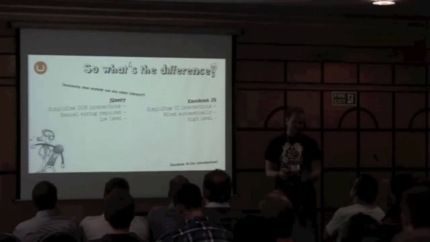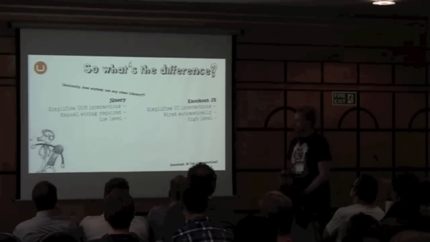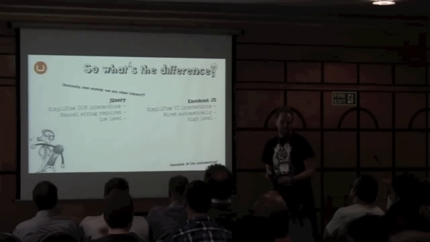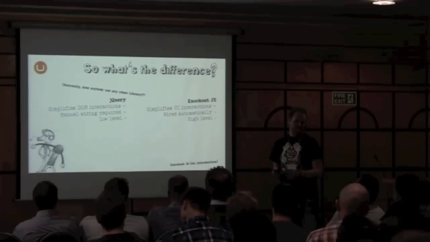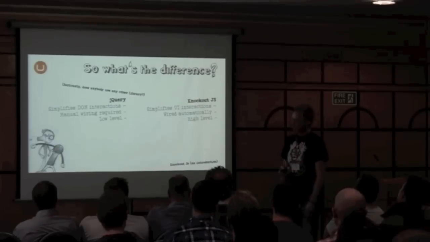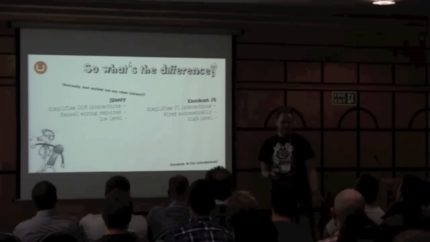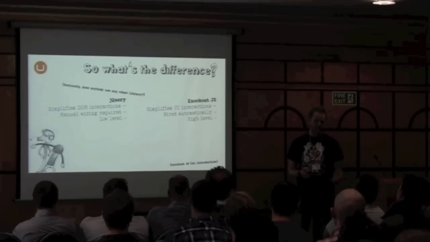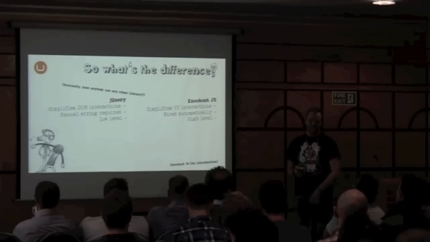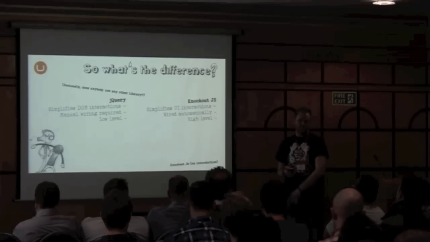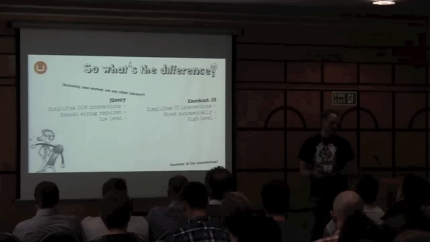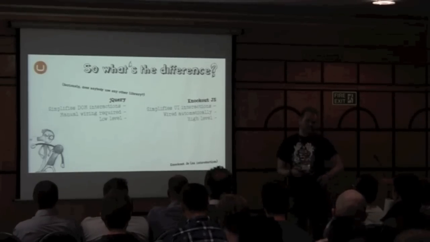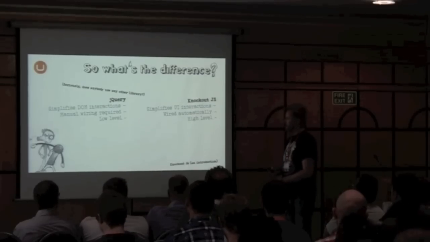So what's the difference? Well, jQuery simplifies DOM interactions, so it makes it really easy to get hold of the DOM and do things at that low level. It takes manual wiring, so for anything that happens you need to tell jQuery that you want to register for an event or you want to be notified of anything. But essentially it's all very low level stuff. You're dealing directly with the DOM.